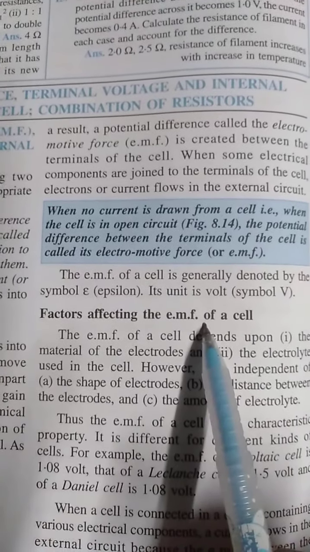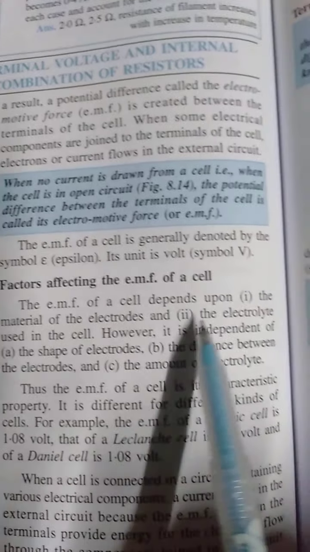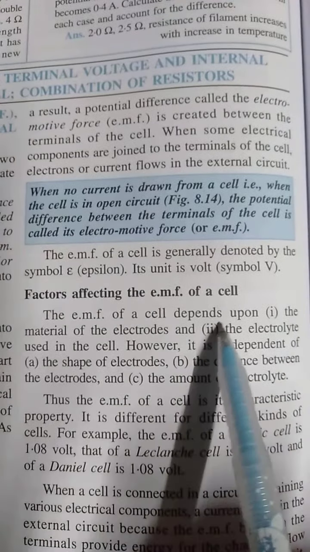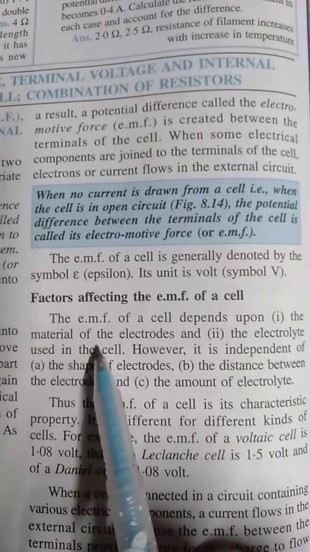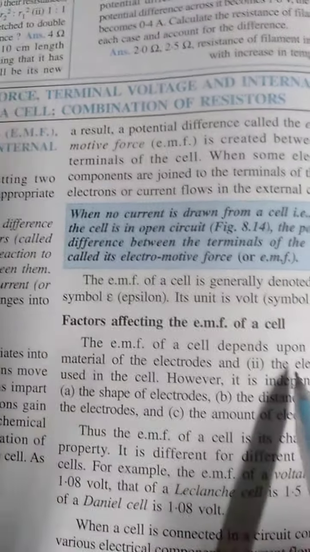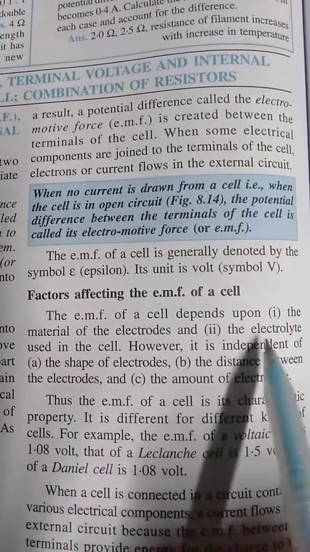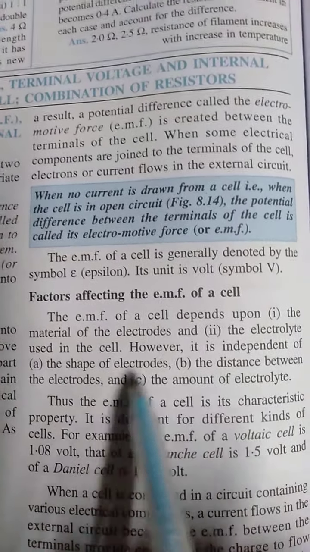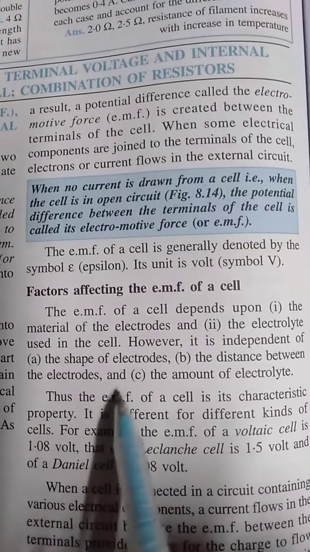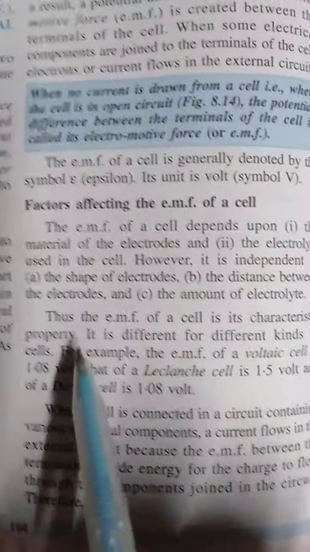Factors affecting the EMF: there are two factors. Firstly, the material of the electrode. The EMF depends upon the material of the electrode, meaning what metal you are using, copper or zinc or aluminium. And second is the electrolyte: what type of electrolyte you are using and what the concentration of the electrolyte is. However, it does not depend upon the shape of the electrode, the distance between the electrodes and the amount of electrolyte.